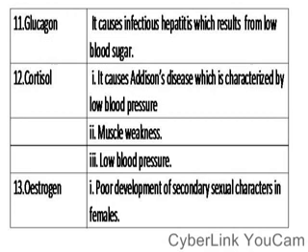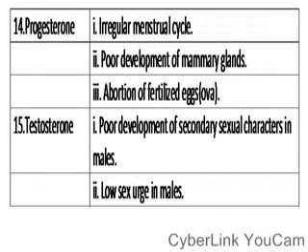Then let us look at the undersecretion of the next hormone known as estrogen. The undersecretion of estrogen leads to the poor development of secondary sexual characters in females. Another effect of undersecretion of estrogen is that it leads to the low sex urge.